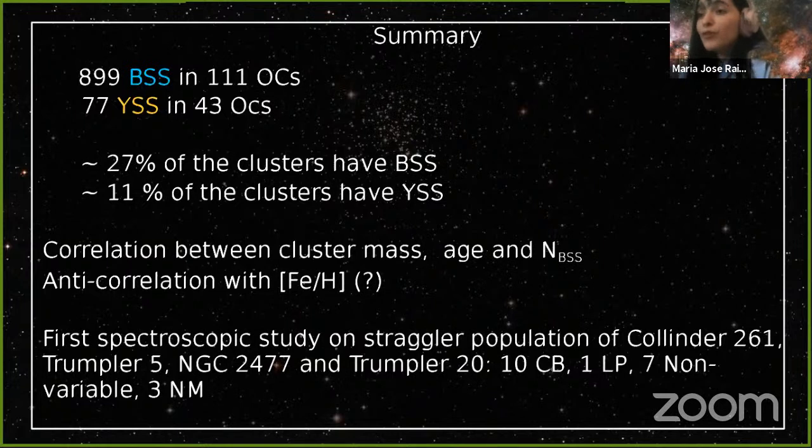We have proved open clusters are not a preferential system to host blue stragglers anymore. And we have confirmed the number of stragglers increases with age and mass. We also found some hints of a possible anticorrelation with the metallicity. Finally, we have provided a first spectroscopic analysis of the blue straggler population in 4 open clusters where different types of binaries were identified. Thank you.